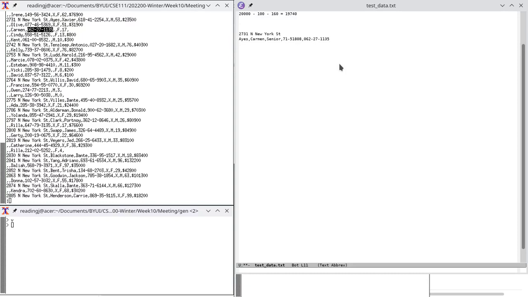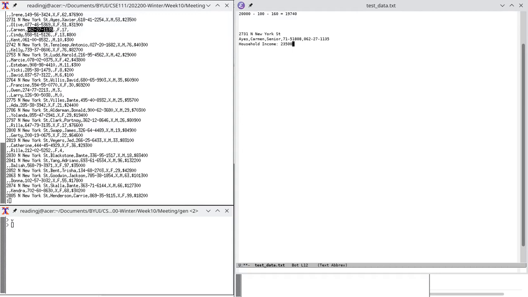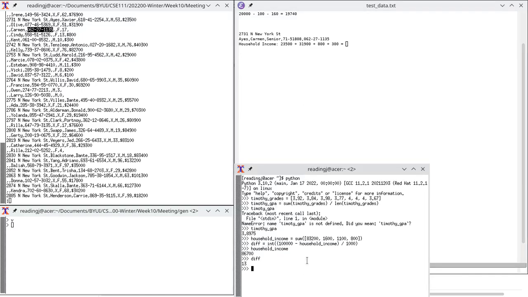Okay. Oh, we need to do household income. Let's do that. So how do we do household income? We have to add up the incomes of all the people in the family. And so we've got 23,500 plus 31,900 plus Carmen doesn't make any money, but her younger sister does, and Nick's younger brother does. So that's the household income, and I need another window here.